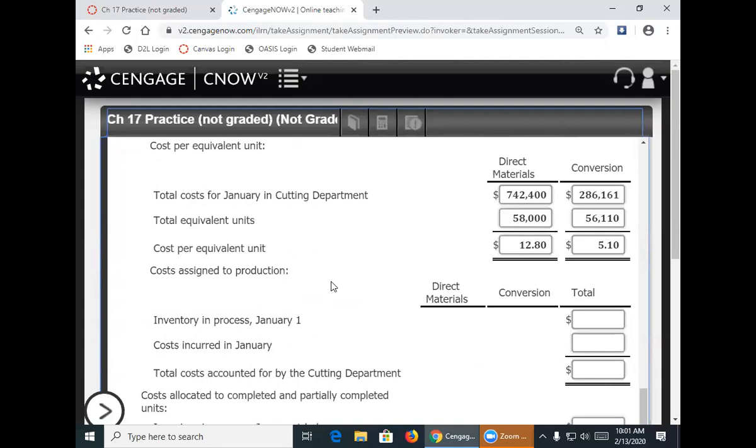So in the first section, we need to calculate our total costs to account for, okay, our full total costs. So it asks for inventory in process. Well, they gave us that. Our beginning inventory costs were $22,960. Oops, missing a 2 there. 22,960.